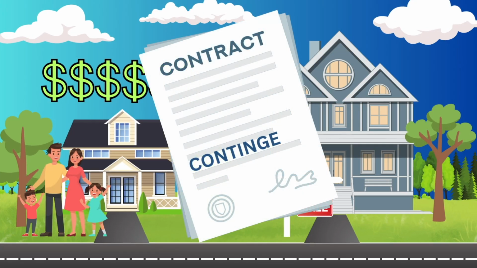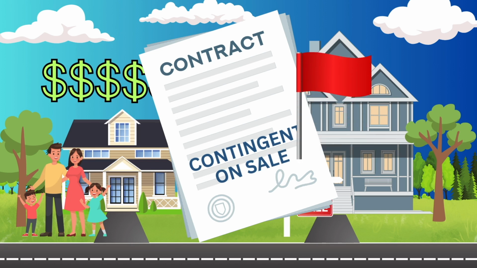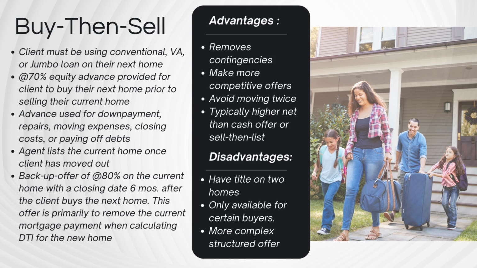And so the advantage is it's going to remove the home to sell contingency. And again, everybody's market's different. In Atlanta right now, if you ask for a home to sell contingency, you might or might not get it. If you do get it, pretty much the negotiations are over at that point. Like, that was the negotiation. Your client's going to pay full asking price. I'm noticing sellers will give more concessions if I come over without a home to sell contingency. So I can make a more competitive offer. Obviously, I can avoid moving twice, and you typically get a higher net than a cash offer or a sell then list.